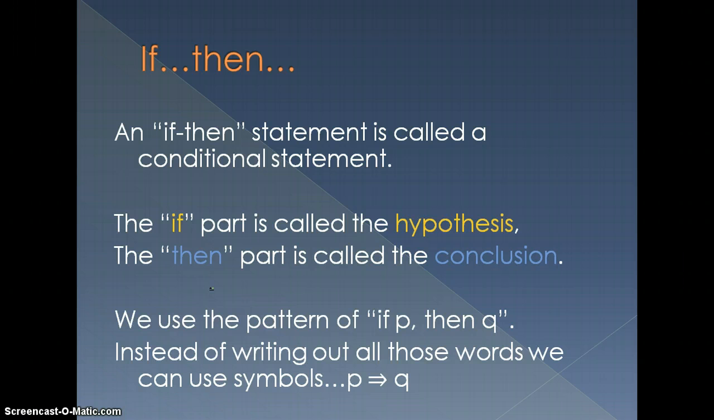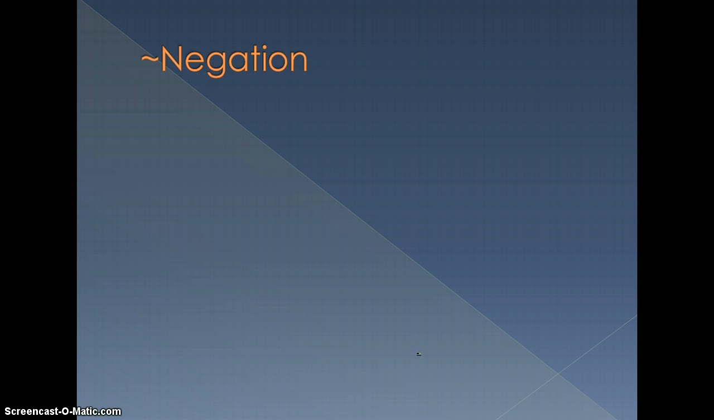So these if-then statements are called conditional statements, as we just saw. The if part is called our hypothesis, and the then part is called the conclusion. We use the pattern of if P, then Q, and sometimes instead of writing out all those words, we can use the symbols P arrow Q, which we read as P implies Q. So these two can be used interchangeably. Sometimes we'll use if P then Q, sometimes we'll use P implies Q. Typically this is going to be a little bit shorter, and we'll get used to writing in that kind of format. So a negation.